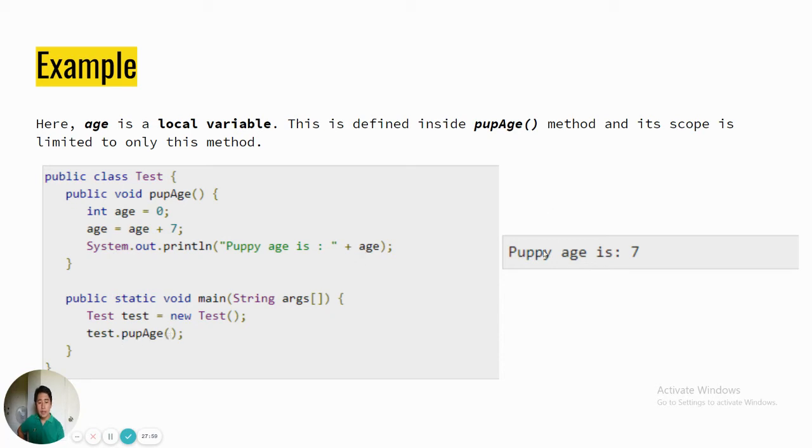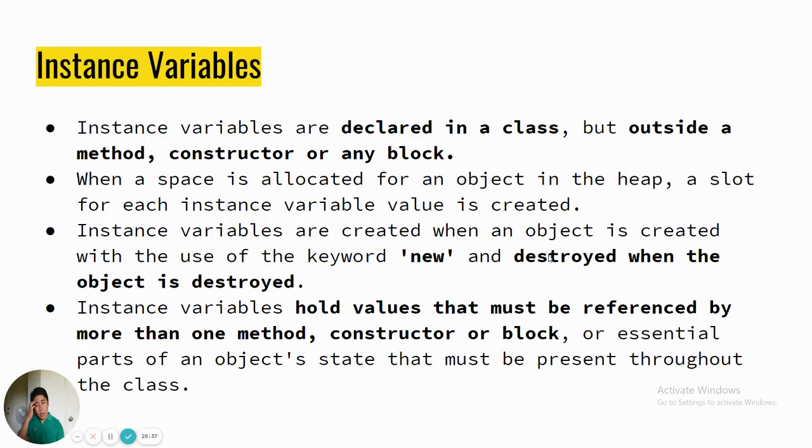All right, and when you run this, the output will be like this: puppy age is 7. So that is how you create a method, and that is how you create an object to call the method in the main method. So that is how you do it, guys. Later on I will try this example in NetBeans so that you can understand it more, but for now let's proceed with our discussion.